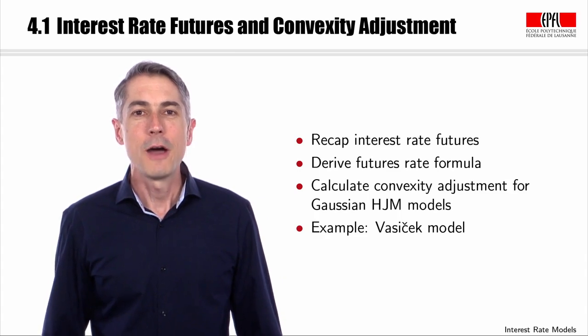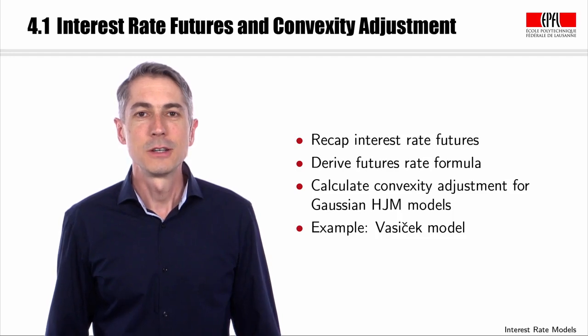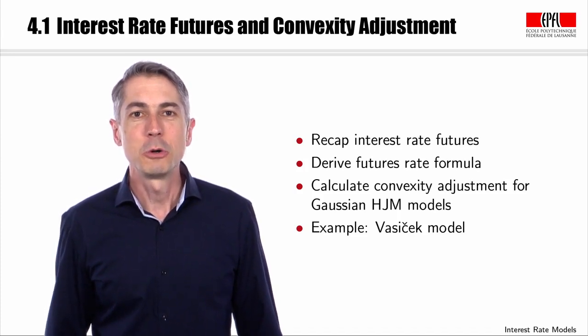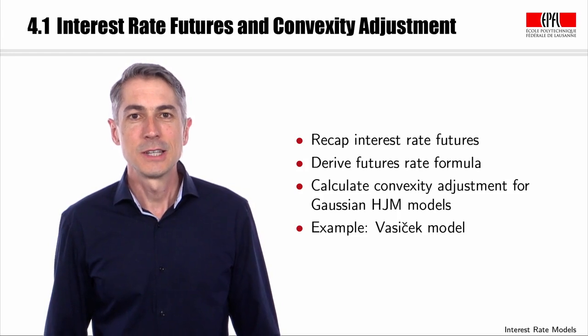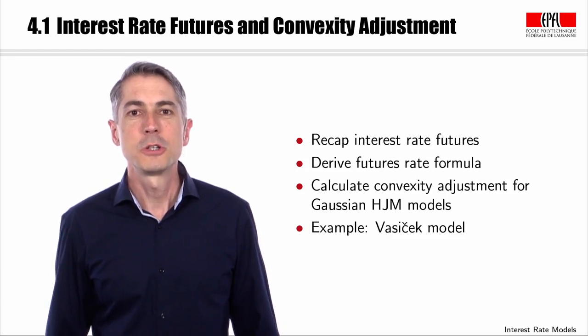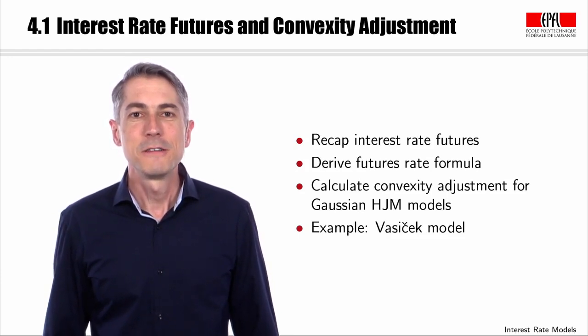We will then derive a formula for the futures rates. As we have seen earlier, futures rates typically differ from forward rates, the difference being called the convexity adjustment. We will now calculate these convexity adjustments for Gaussian Heath-Jarrow-Morton models. We will illustrate our results in the Vasicek model.